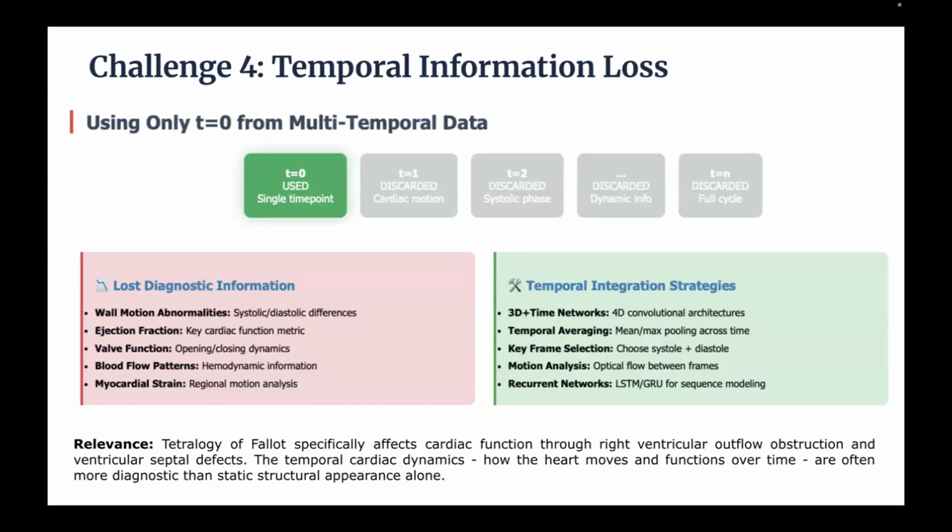And the final slide, or second last challenge, is time equal to 0. We lose a lot of diagnostic information. As mentioned, there are wall motion abnormalities. For example, when you're going through time, you can see the systolic or diastolic differences. Maybe that's something you would notice in a tetralogy of Fallot patient versus a normal patient. It could also be that for a normal patient, time equals 0 means something else, versus for a tetralogy of Fallot patient, time equals 0 means something completely different.